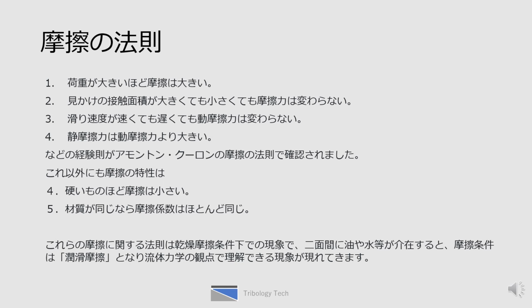The laws of friction. 1. The larger the load, the greater the friction. 2. The frictional force does not change whether the apparent contact area is large or small. 3. The dynamic friction force does not change whether the sliding speed is fast or slow. 4. Static friction force is greater than dynamic friction force.